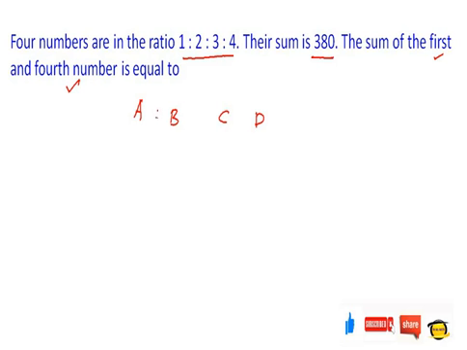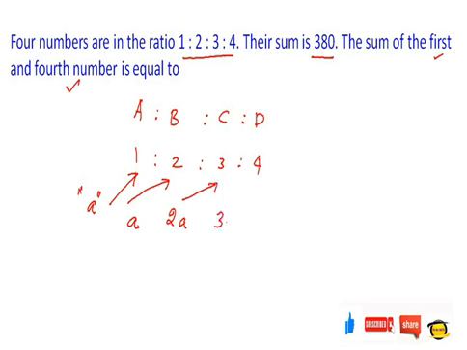And it's given that the ratio between these four terms is 1:2:3:4, right? In order to find out the original numbers from the ratios, we'll have to multiply by a constant factor. So let's multiply a constant factor A with all the four parts. So the first number would become 1A, the second number would be 2A, the third number would be 3A, and the fourth number should be 4A.